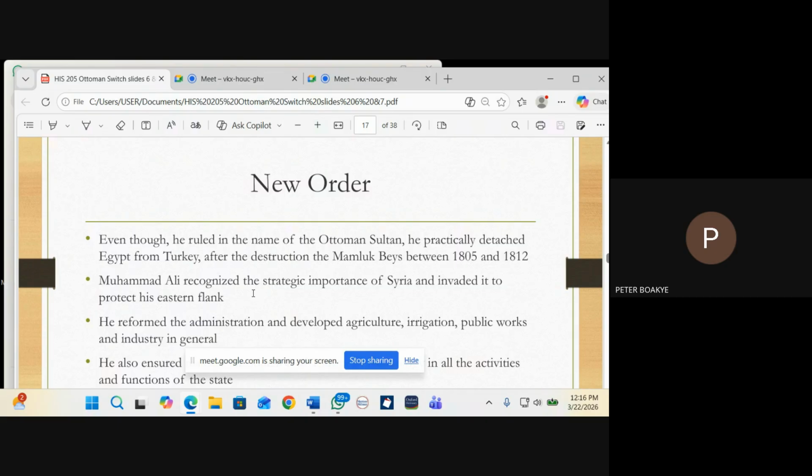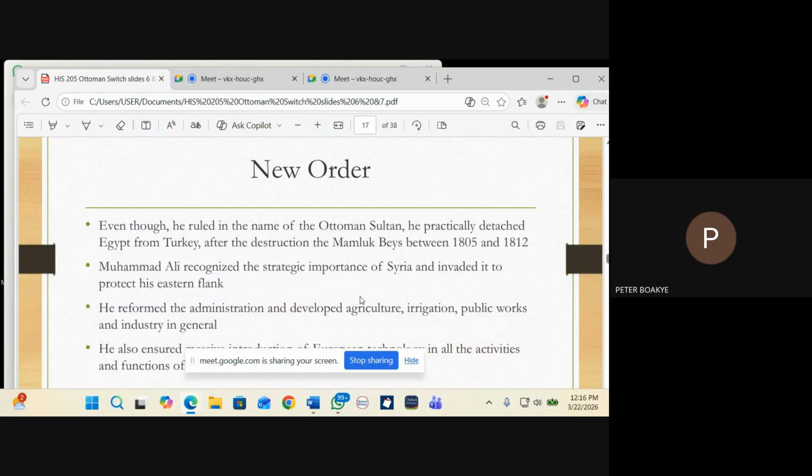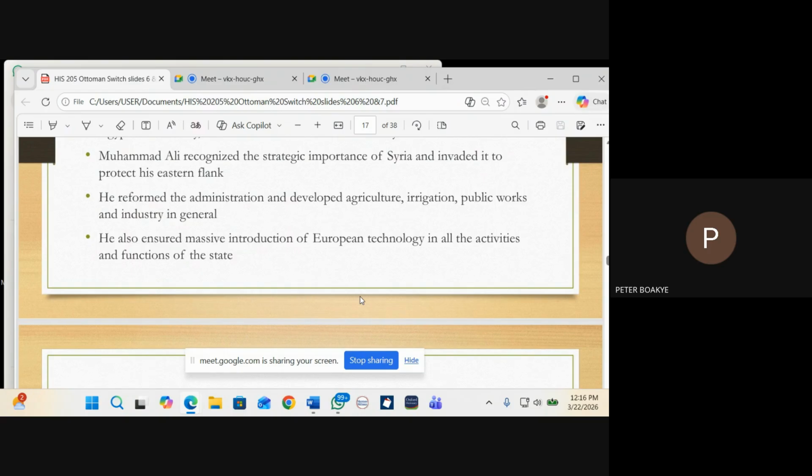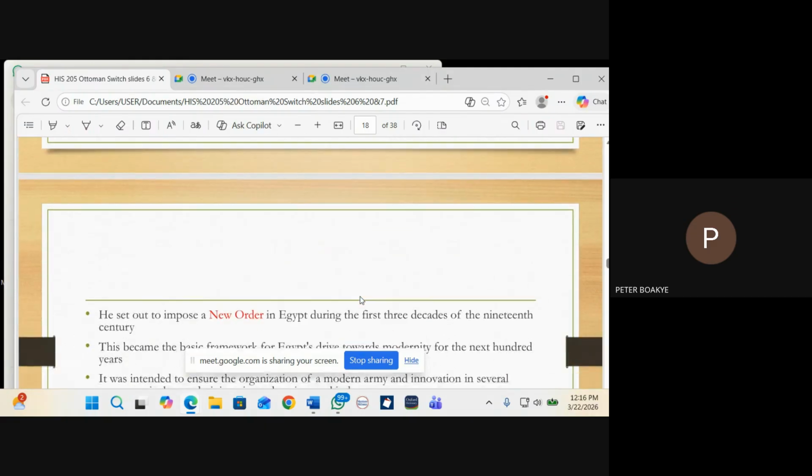So Ali recognized the strategic importance of Syria. He saw that Syria was very important strategically, so he invaded it to protect his eastern flank. He also reformed the administration and developed agriculture, irrigation, public works, and industry in Egypt. He also ensured massive introduction of European technology in all the activities and functions of Egypt.